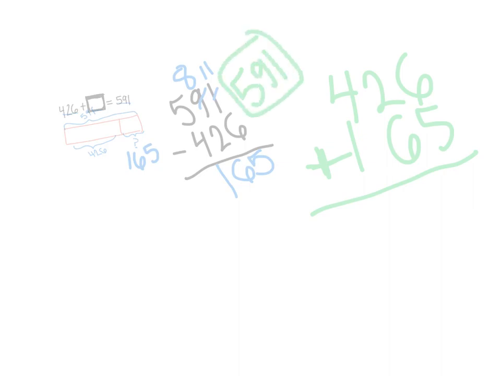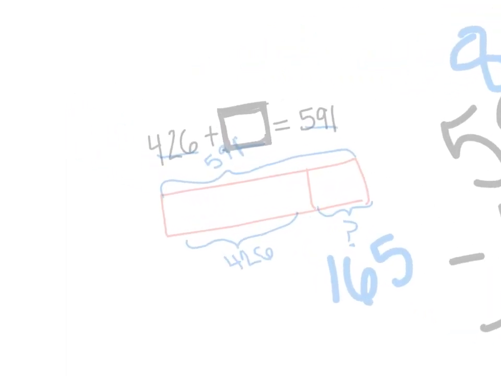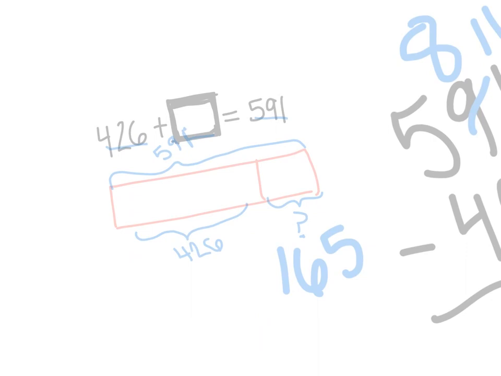6 plus 5? 11. Can I write 11 just underneath there? No, put that extra 1 down there, and then put your new 10 up there. Good. 6, 7, 8, and 9 tens. And how many hundreds do we have? 5. We got our whole, 591. That means we have solved our problem. Our missing part was 165. Great job, guys. Does that make sense?